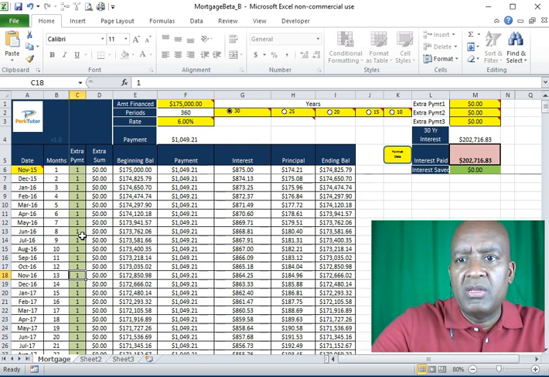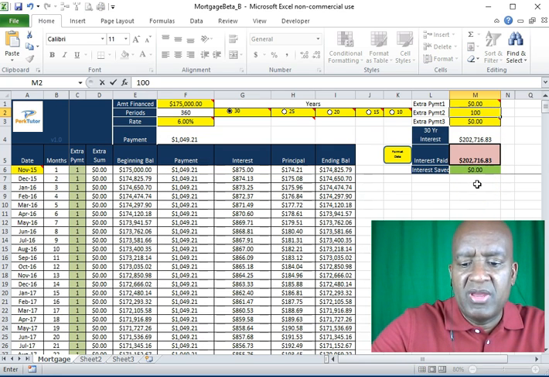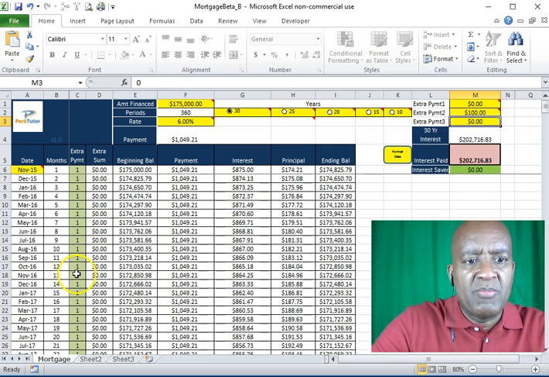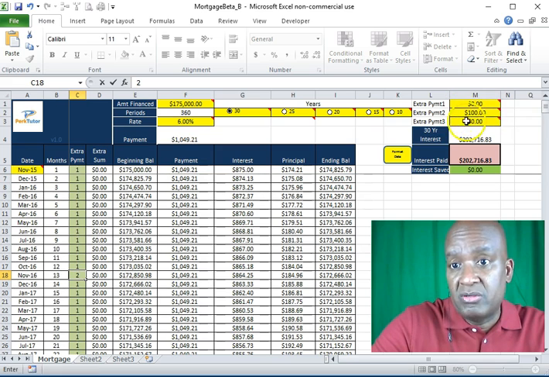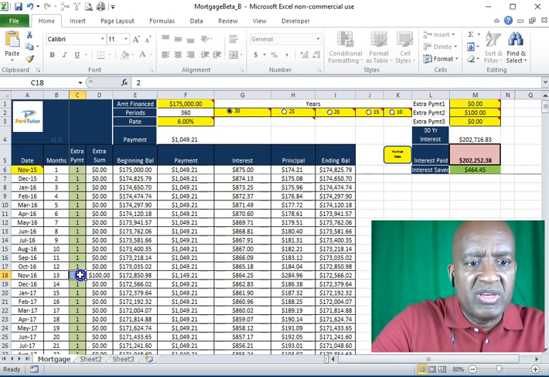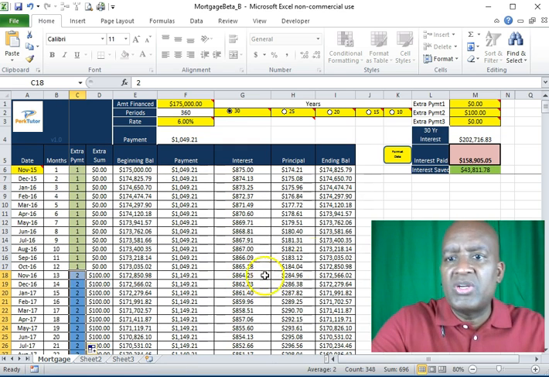Payment 13, we're going to make $100 extra payment, and we're going to do that throughout the rest of the loan. So here at payment 13, we're going to change that from a 1 to a 2, which corresponds to extra payment number 2. And then we have to copy that 2 all the way down the spreadsheet. Okay, so what does that do?